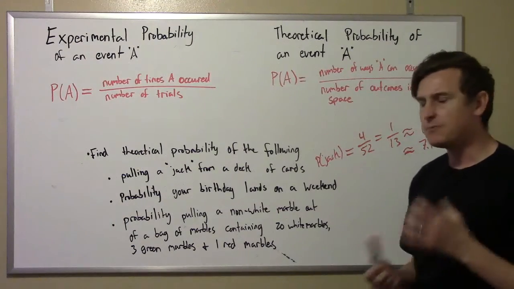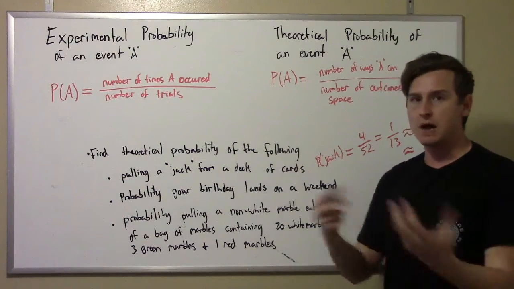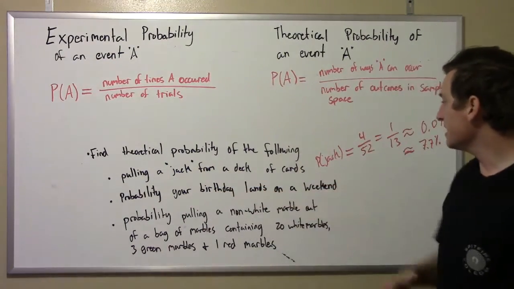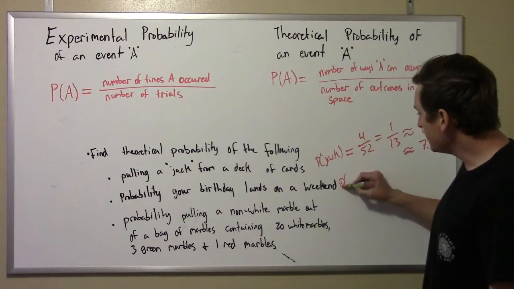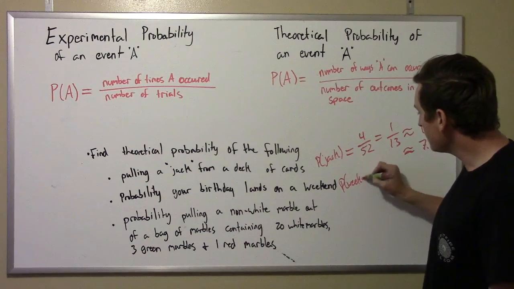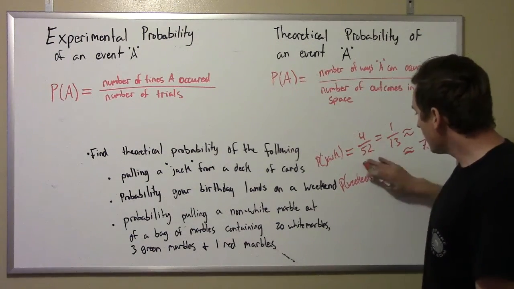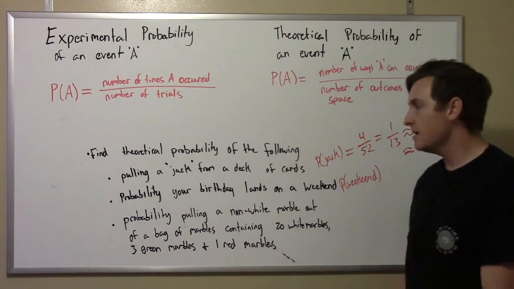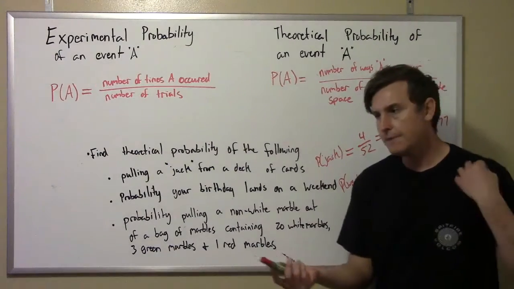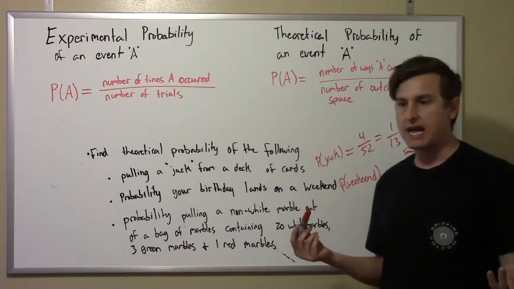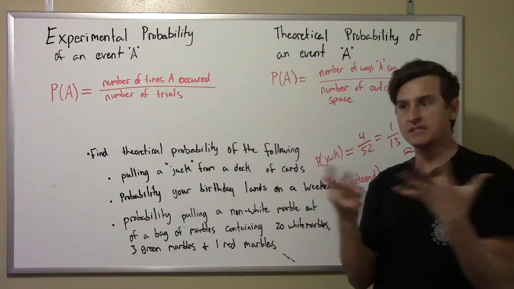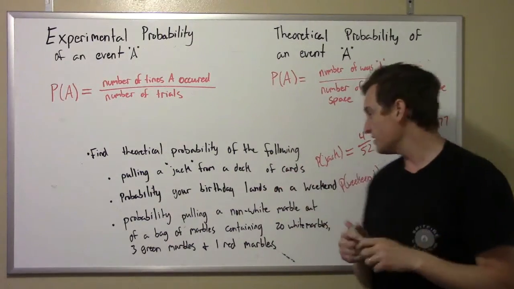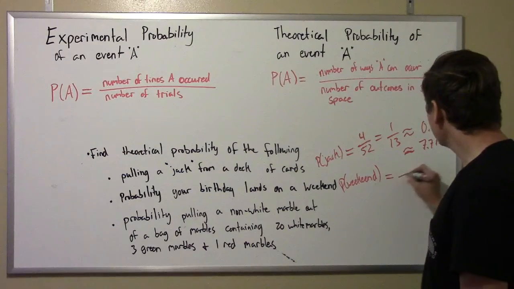So sample space is a really important idea, and sample space is all the possible outcomes you could get. Okay, probability that your birthday lands on a weekend. So we're going to go probability, we'll abbreviate here, of weekend. Well again, we have to know what the possible different outcomes are. There's 7 different possibilities of your birthday falling on a day of the week, because there's only 7 days in a week.